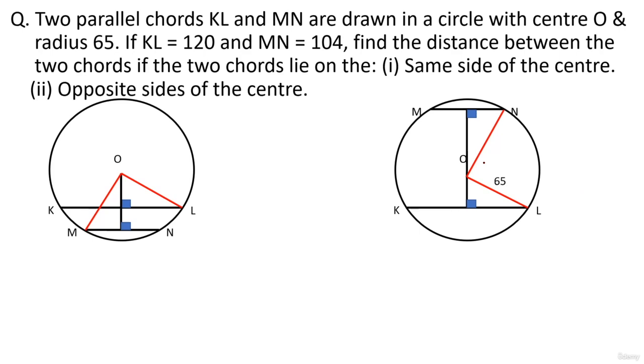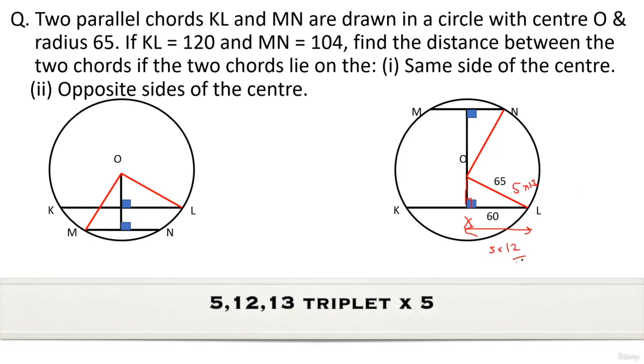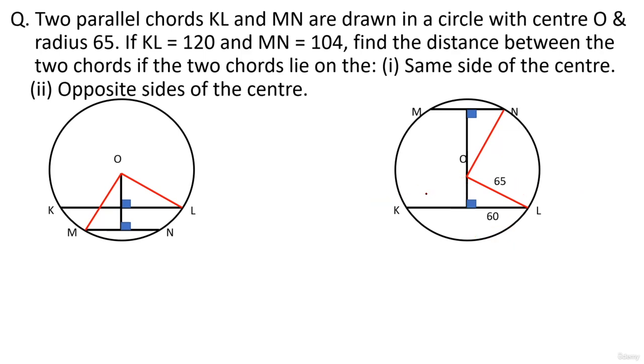Now the radius is 65, right, guys? So how much will this OL be? 65 units. And KL is given as 120. Perpendicular from center to the chord bisects it. So if I take this point as X, how much is XL? 60, right? So guys, if you observe, 65 is 5 into 13, 60 is 5 into 12. Clearly this is the 5, 12, 13 triplet which we have multiplied by 5. So what will this perpendicular side be? 5 into 5 is 25 units. So OX will be 25 units in this case, right?